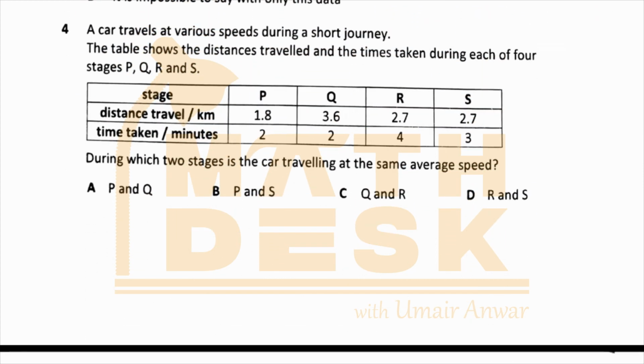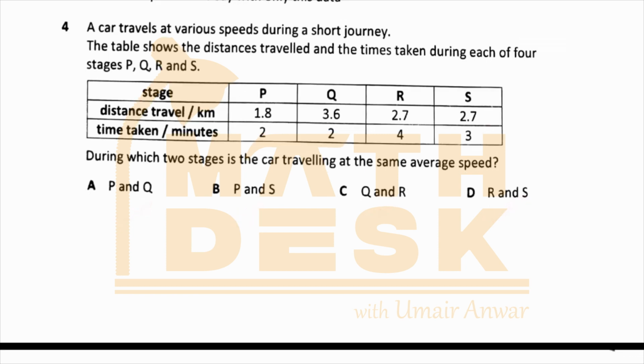Next question says a car travels at various speeds during a short journey. The table shows the distances traveled and the times taken during each of 4 stages P, Q, R and S. So we are given 4 stages P, Q, R and S over here and the time taken for these stages. During which 2 stages is the car traveling at the same average speed? Now we are given 4 options: P and Q, P and S, Q and R, and R and S.